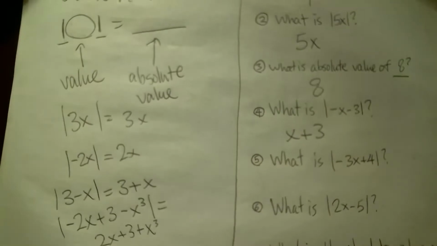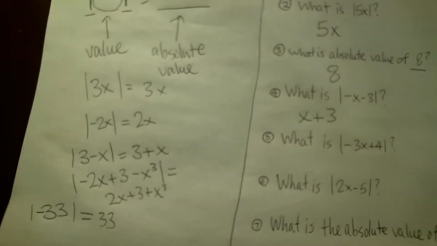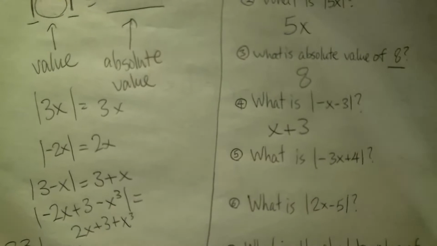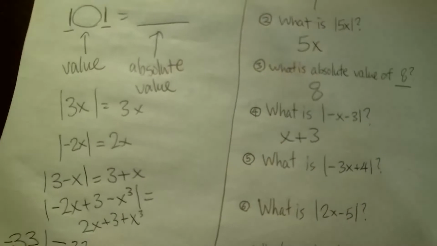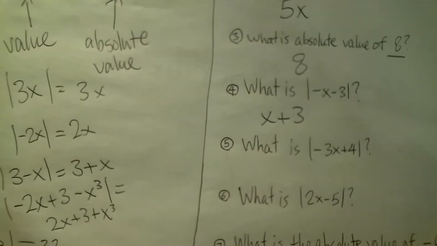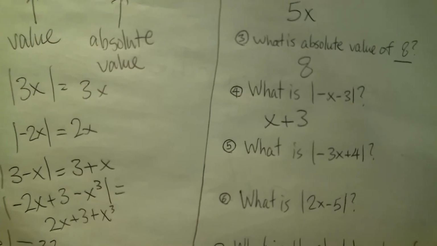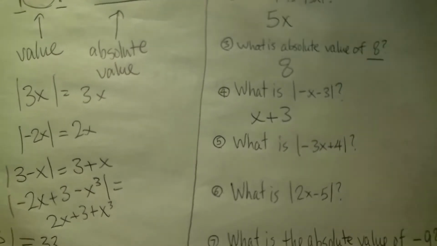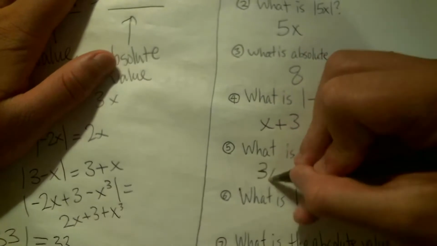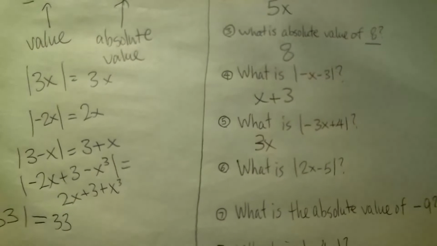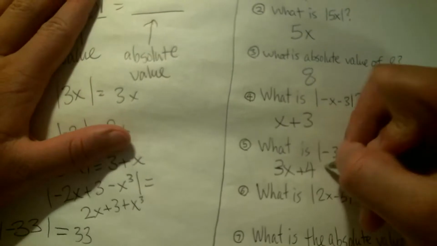Alright, let's do the fifth one, which asks: what is the absolute value of negative 3x plus 4? In this case we have a mix between positive values and negative values, so we would keep the positive ones and switch the negative ones into positive values. We have negative 3x, which would be changed into just 3x, and then this plus 4 we would keep, and that would just be 3x plus 4. So that would be our answer.